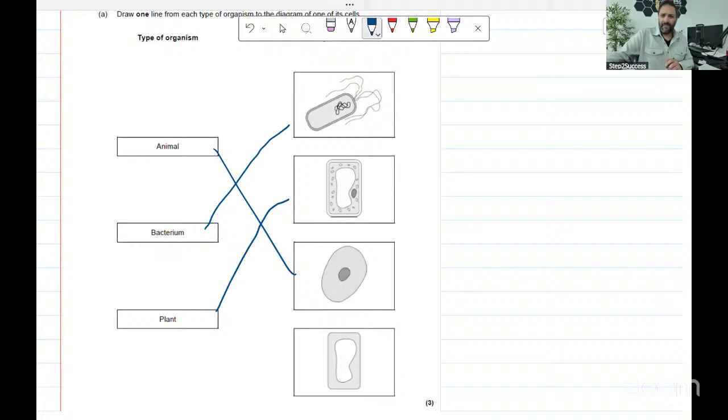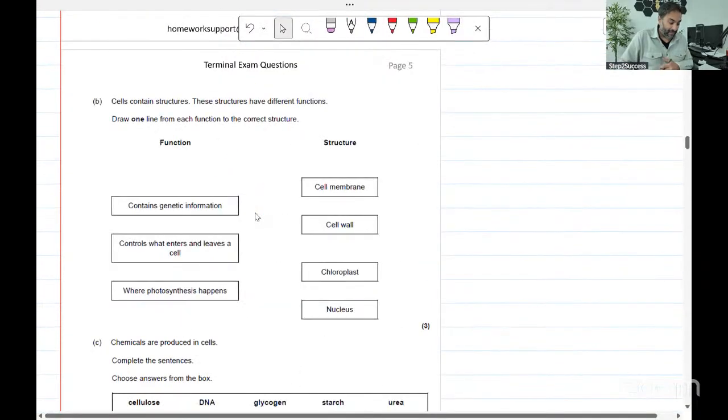The test should be marked or about to be marked, so hopefully this weekend. It usually takes a bit longer to mark the tests, just because of the nature of it.